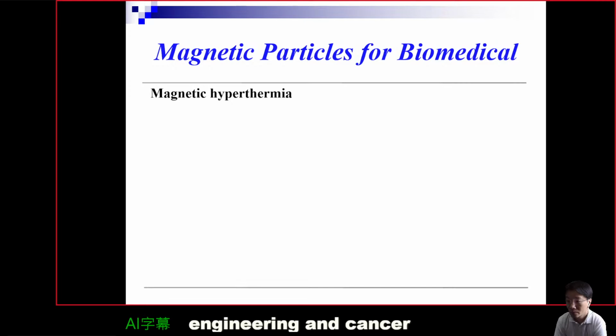And the other method where we use magnetic particles for magnetic medicine is magnetic hyperthermia. So let me play a video for you.